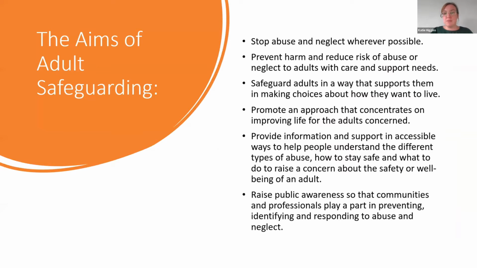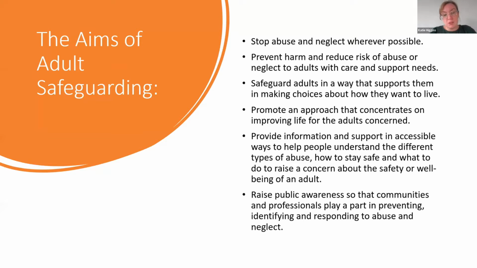So the aims of safeguarding is to stop abuse and neglect where possible, prevent harm and reduce risk of abuse or neglect to adults with care and support needs, safeguard adults in a way that supports them in making choices about how they want to live, promote an approach that concentrates on improving lives for the adults concerned, provide information and support in an accessible way to help people understand the different types of abuse, how to stay safe, and what to do to raise a concern.